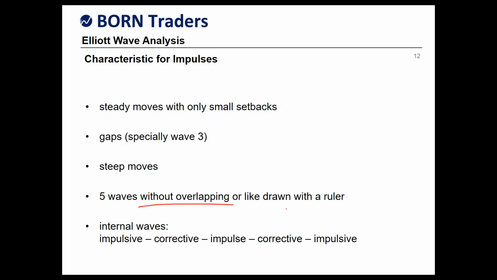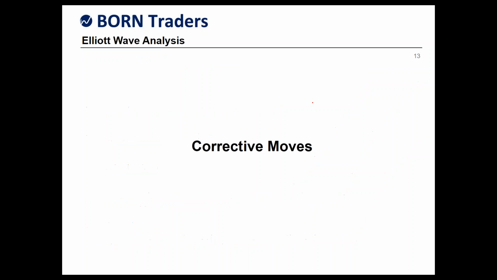Okay, very important and a good idea to understand what an impulse is: it's a 5-wave without overlapping, or you can draw it with a ruler. If it's something like this, one step, you cannot do it in a different way. It does not matter whether the market is going like this. It's just one strike to go there. So this is an easy form, a simplified form of an impulsive move. We will see this later in the real chart, so it will be easy for you to understand.